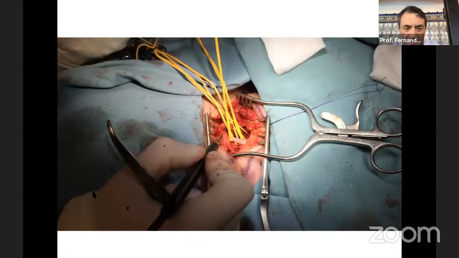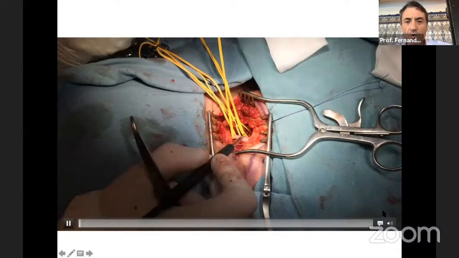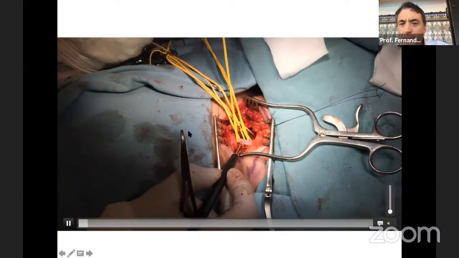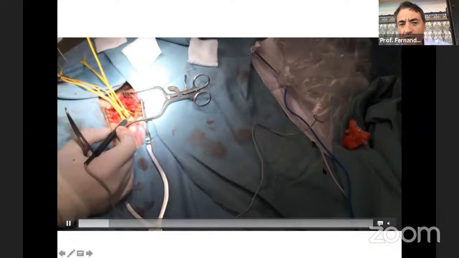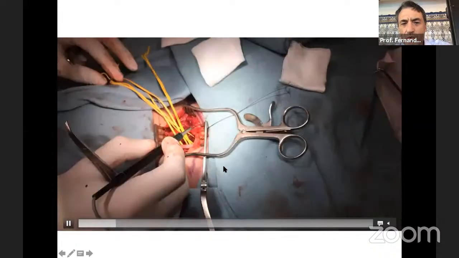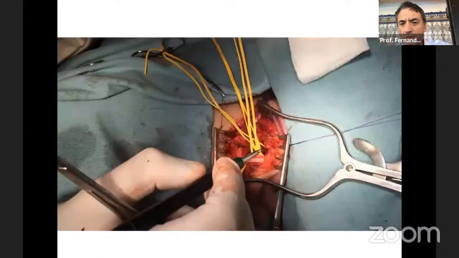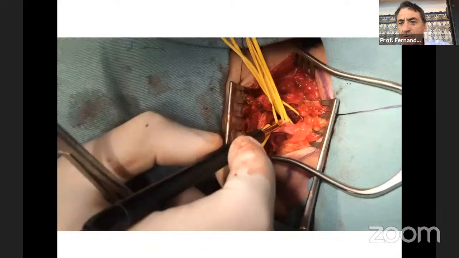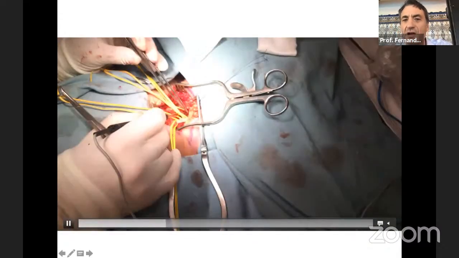Let's see what we do in surgery. We need to identify the trunks and the spinal nerves. This is the stimulation of the superior trunk. We will see this in a better way in a few seconds. This is the stimulus of C6, superior trunk. We can see the flexor response in the elbow. We can see the movement of the hand, obviously.